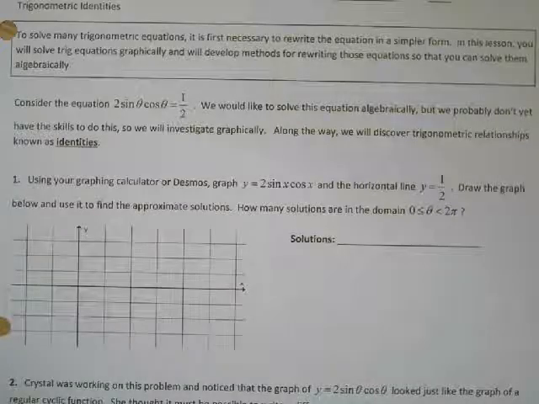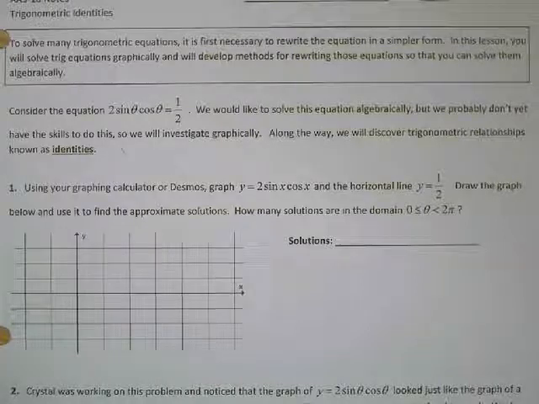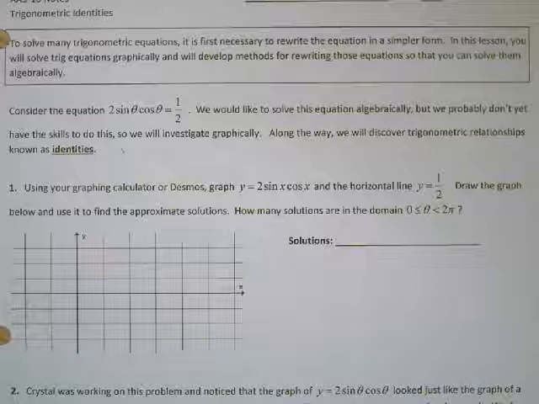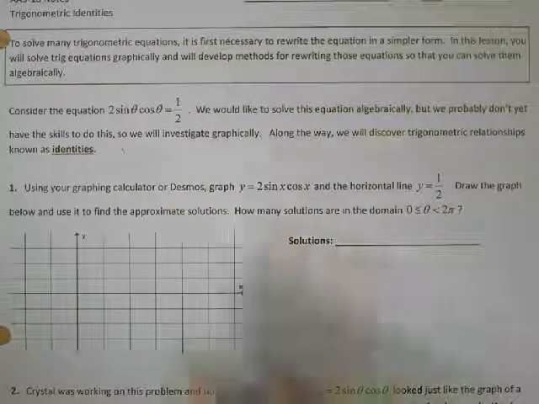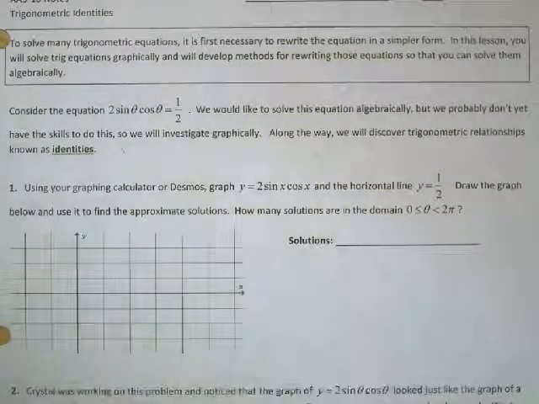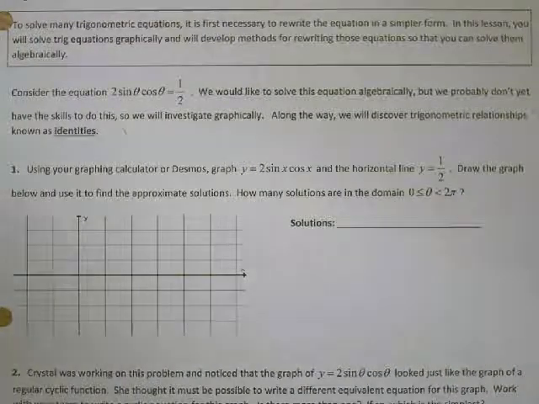Alright, so the Trig Identities, this was 5-9, and in some cases 5-10, depending on when I gave it to you. So we are going to be discovering the trigonometric equations and identities to try to put them in a simpler form so that we actually can solve them algebraically. Considering the equation 2 sine theta cosine theta equals 1/2, we don't have the algebraic skills at this point to solve that. We do know how to solve graphically when we don't know how to solve algebraically.